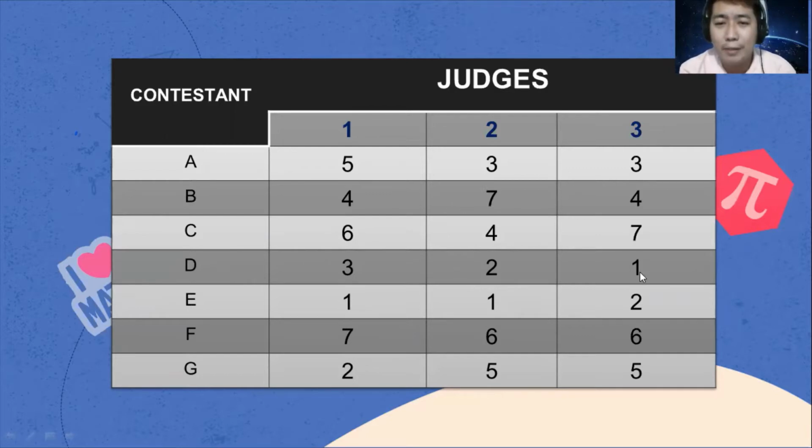For judge number 3, contestant D is the first, second is contestant E, contestant A is the third, contestant B is fourth in terms of ranking, contestant G is 5th, contestant F is 6th, and contestant C is 7th.